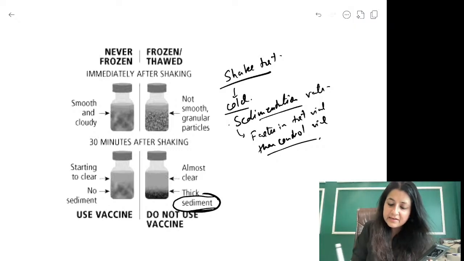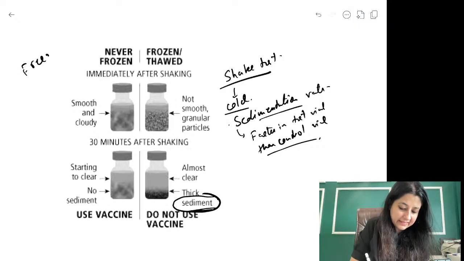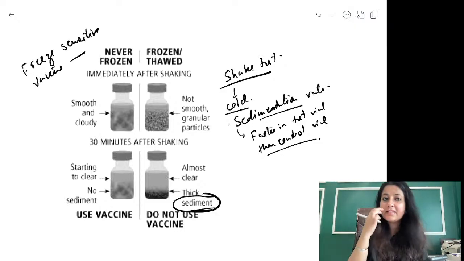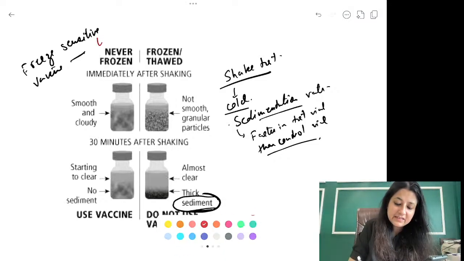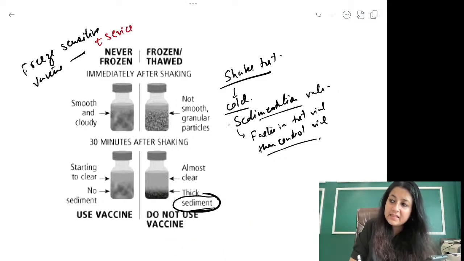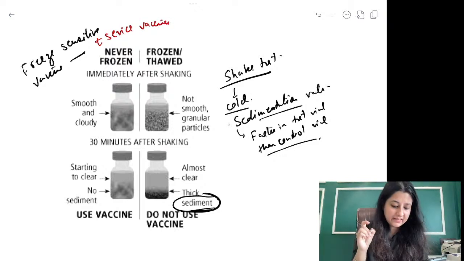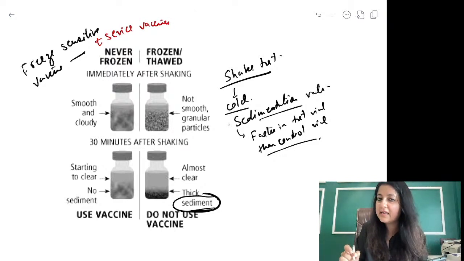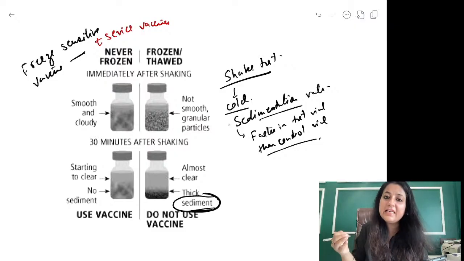Now what are the freeze sensitive vaccines? Anybody? Can you tell me the names of a couple of freeze sensitive vaccines quickly in the comment section? You all know which are the freeze sensitive vaccines. The T series vaccines, guys, those which have the letter T in them. Penta, DPT, TT, TD. All these are freeze sensitive.